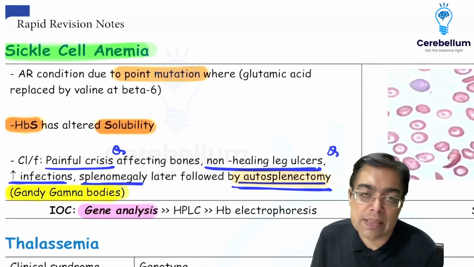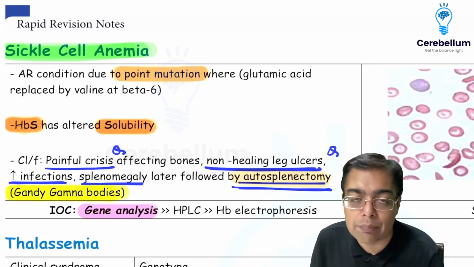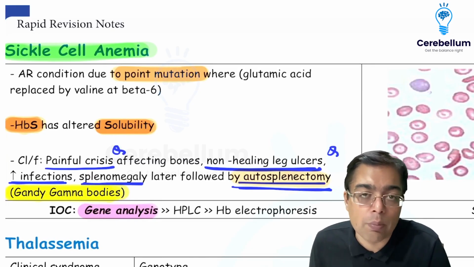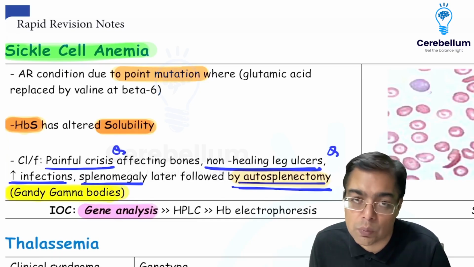Of course, the easiest thing which can be done if you have a known patient of sickle cell anemia is keep them hydrated, keep them oxygenated, and if it is too severe a condition, of course, give them symptomatic treatment like analgesics, and you have to give a drug at times which is hydroxyurea.